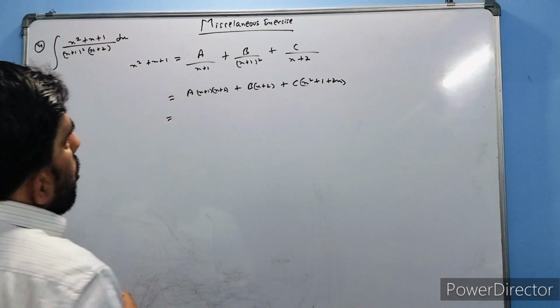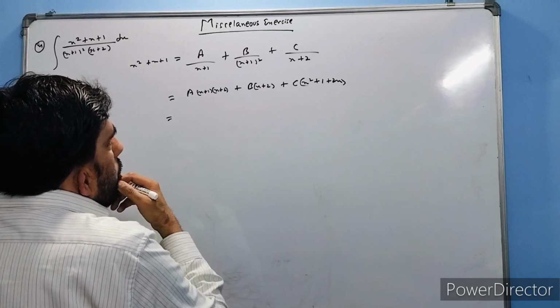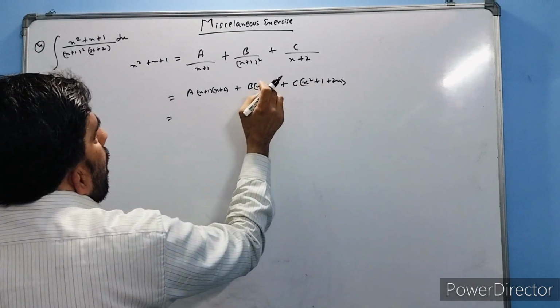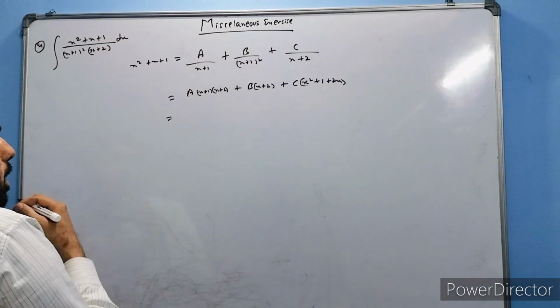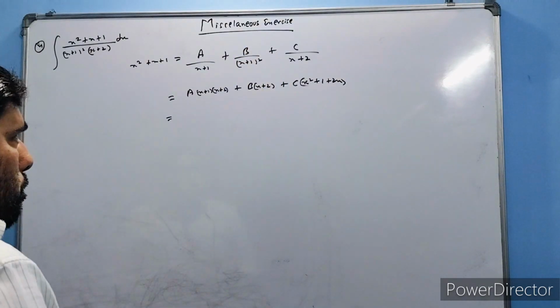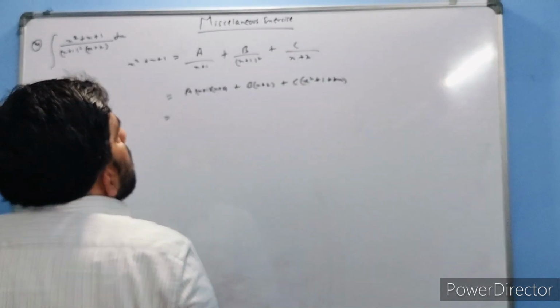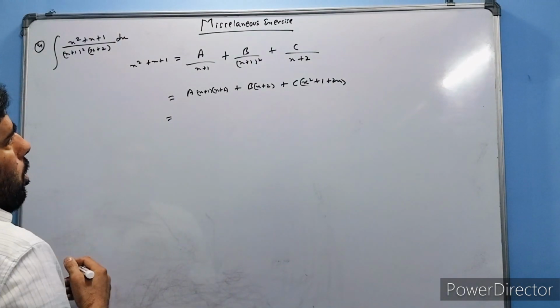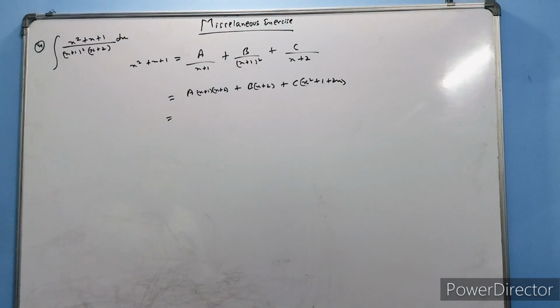Okay, so now we'll try to solve it out. So this is what we have here, and here we'll have only x plus 2. Okay, so now we have this x plus 1 and x plus 2. So now let us try to solve this.